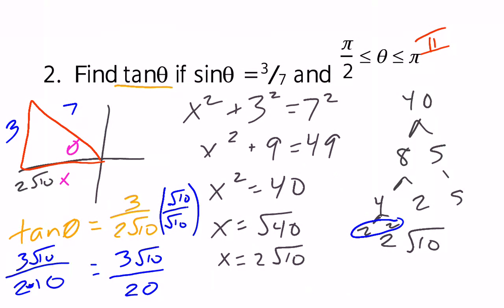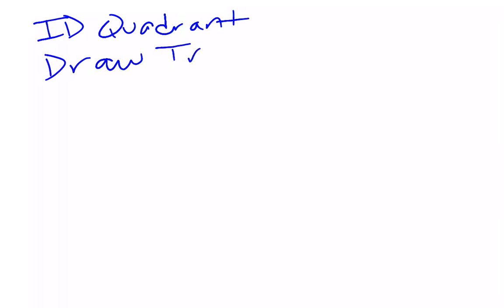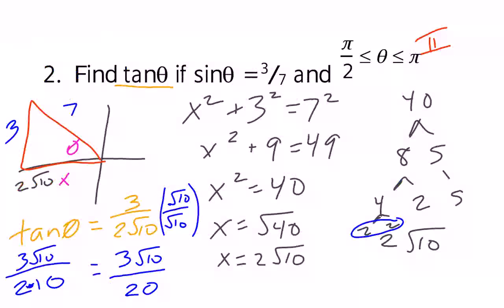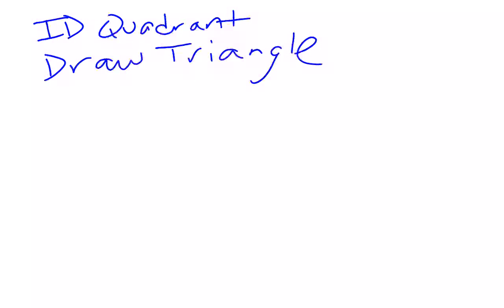So to summarize, I'll just go ahead and add this. Identify your quadrant. Then we want to draw our triangle. Oh, I forgot something. What kind of x is this going to be? It's going to be a negative, which means it's really 3 over negative 2 square root of 10. So my final answer is negative, which I realized when I was writing my instructions.